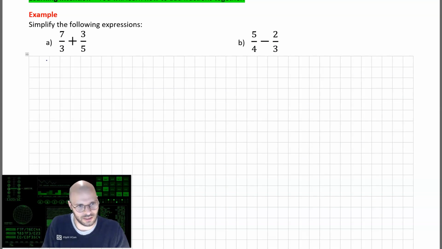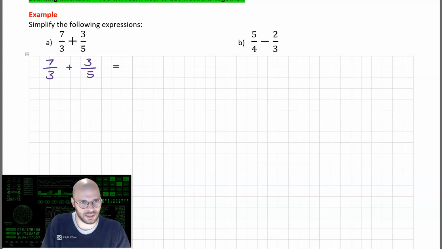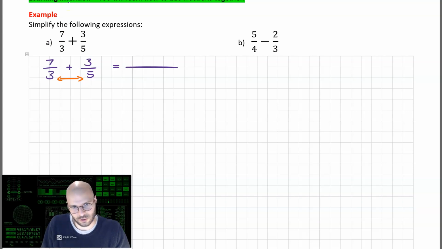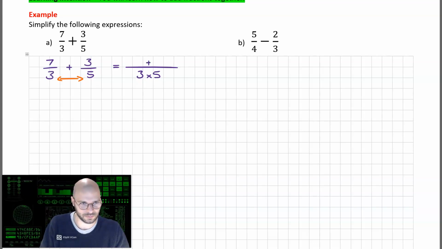We have 7 over 3 plus 3 over 5. The way in which the butterfly method works is we identify our denominators and we multiply these together. Starting off, I draw my vinculum and I multiply my two denominators together, so it's 3 by 5. After which, I put a plus upstairs just like this.